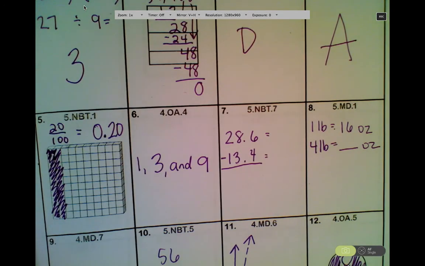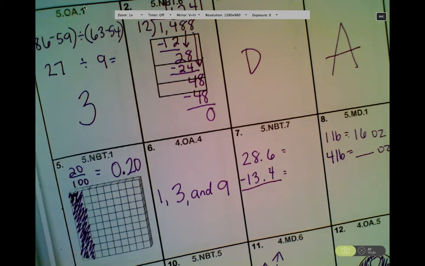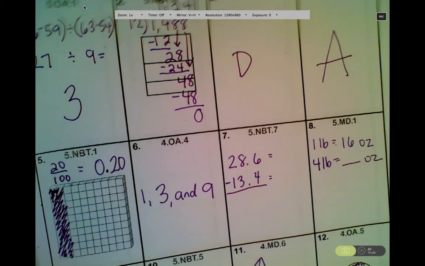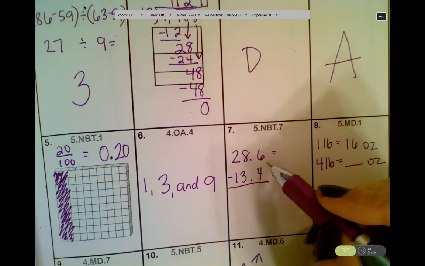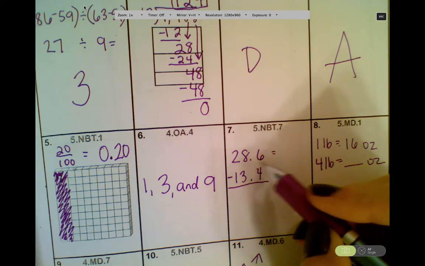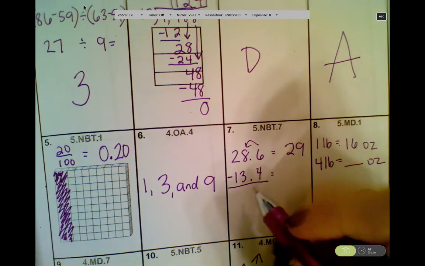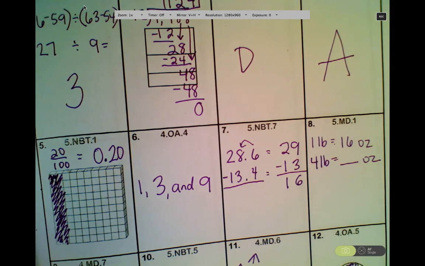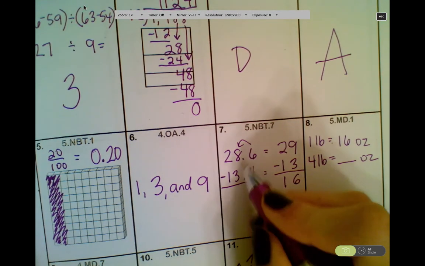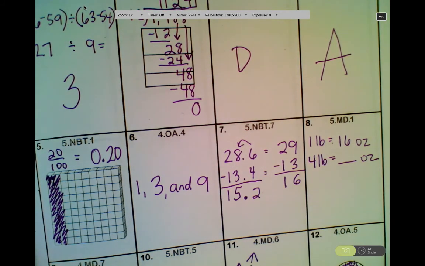Number 7, estimate first, then give the exact difference. If we were estimating here, I would probably say that 28 6/10 could round up to 29, and 13 4/10 would remain 13. I subtract them and get 16. Now I'll find the exact answer. 6 minus 4 is 2. Bring my decimal down. 8 minus 3 is 5. 2 minus 1 is 1. 15 2/10.